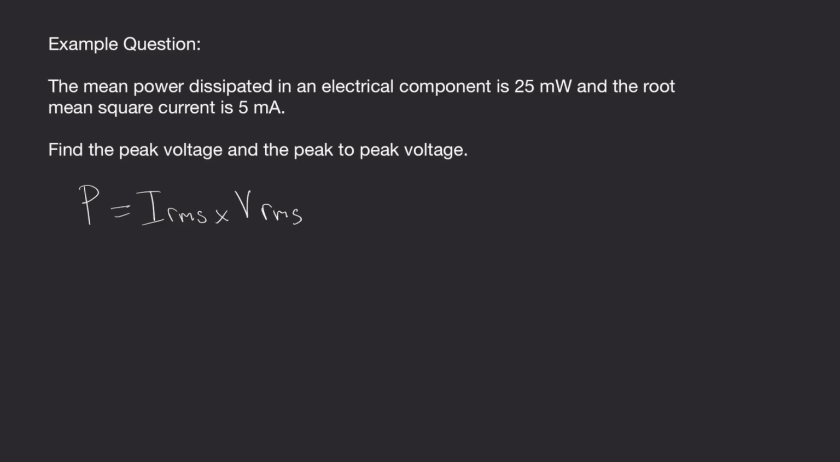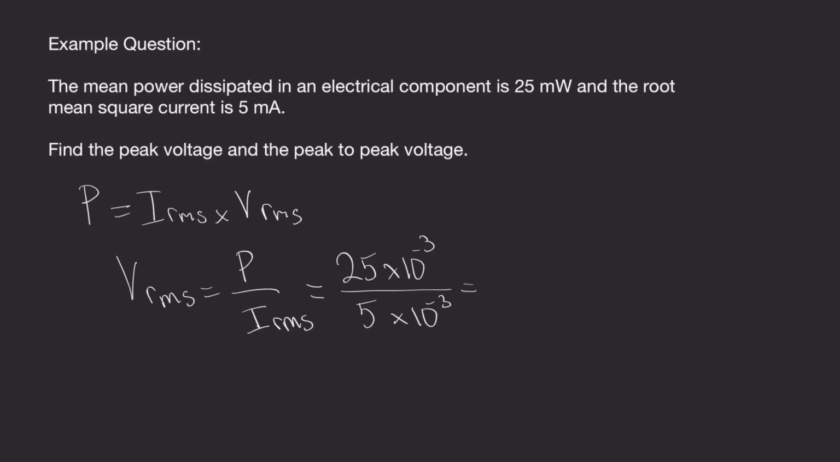So we're looking for the peak voltage, which we're going to find from V RMS. So V RMS will just be equal to the power divided by the current. So this here will be 25 times 10 to the power of minus 3 divided by I RMS, which is 5 milliamps. And this here will just give us 5 volts. Okay, we've got the RMS value. Now we can figure out the peak-to-peak voltage and the peak voltage.